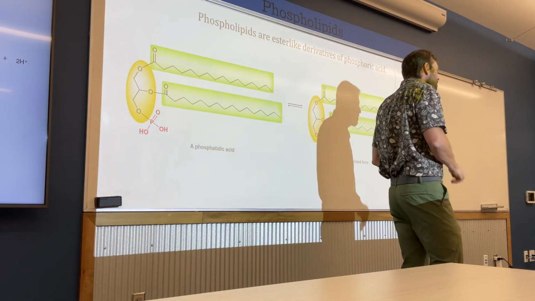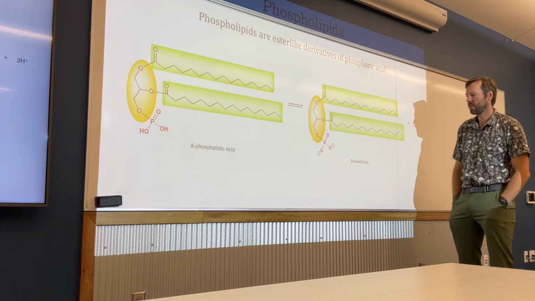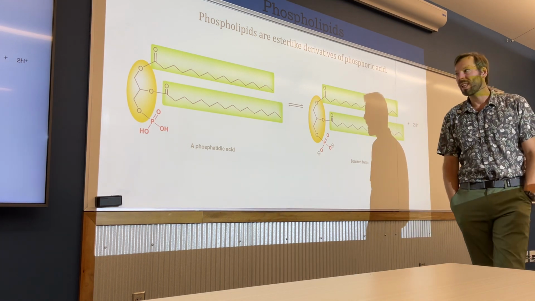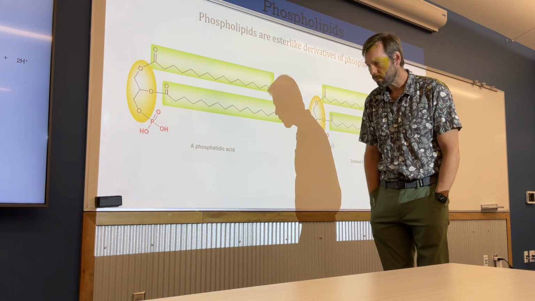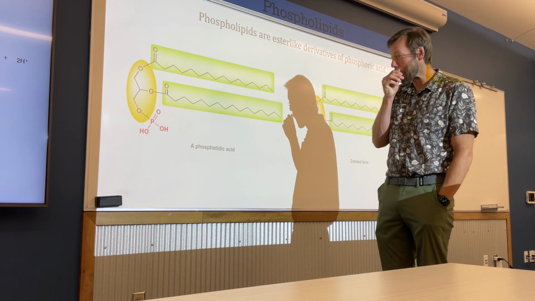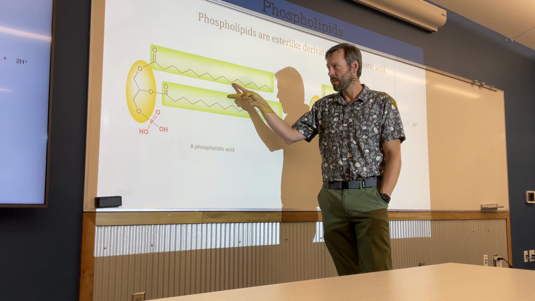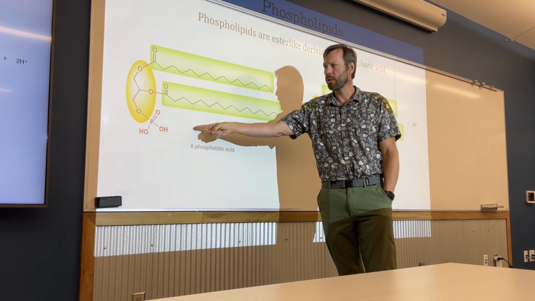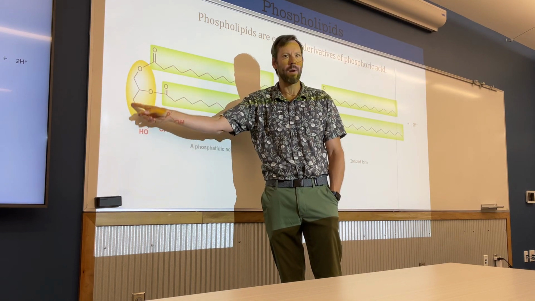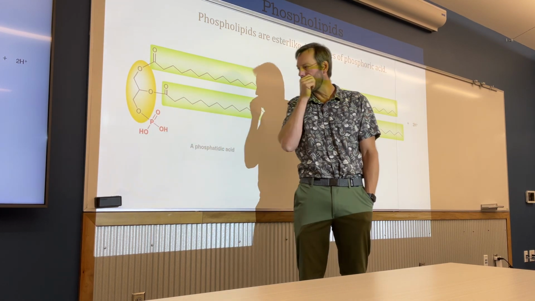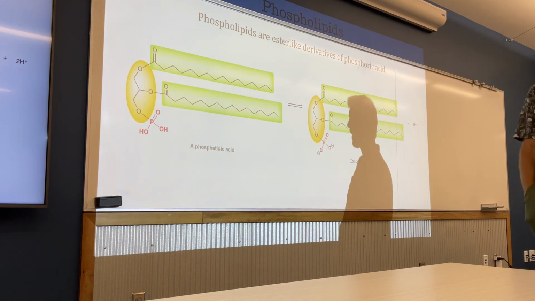And now, what I want to get into are phospholipids. Phospholipids are a lot like triglycerides. In fact, the only difference is that instead of having 3 fatty acid tails, they just have 2. The third alcohol on the glycerol backbone has a phosphate group on it instead of that fatty acid.